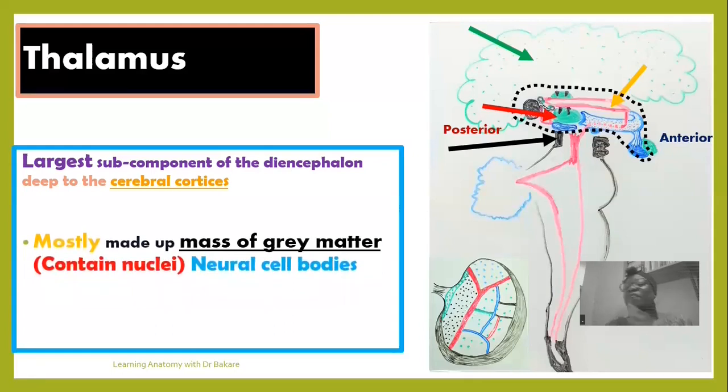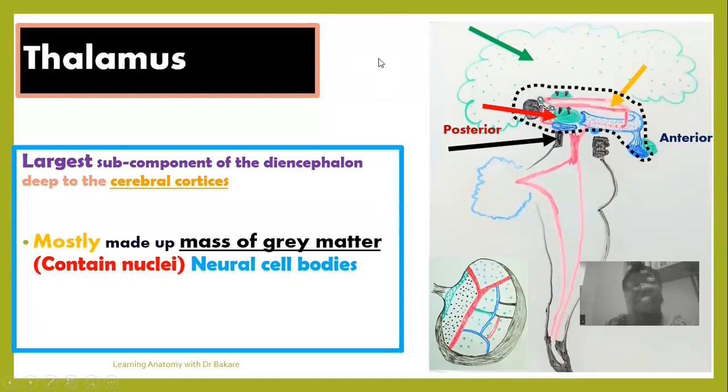It is made up of a mass of gray matter, and a mass of gray matter are a collection of neural cell bodies. So if you have a collection of neural cell bodies within the central nervous system, this is referred to as the nucleus. But when you have a collection of neural cell bodies outside the central nervous system, they are referred to as ganglion.